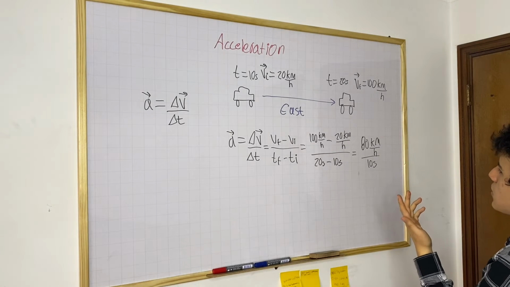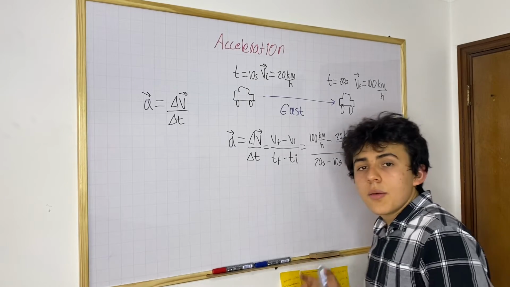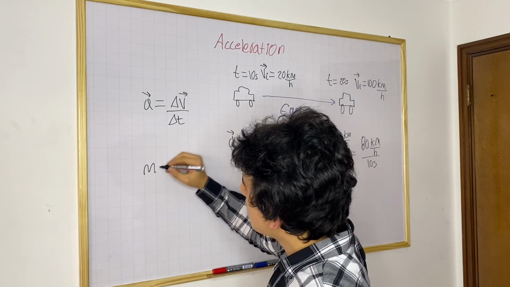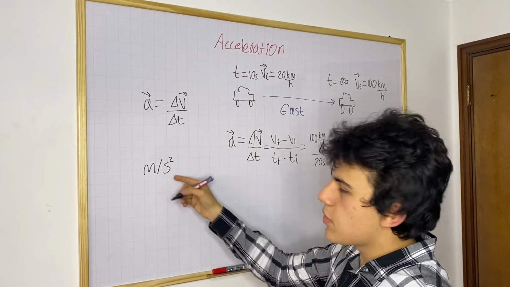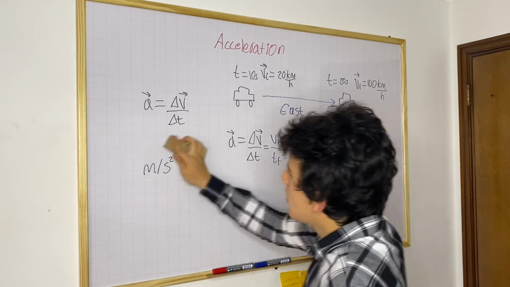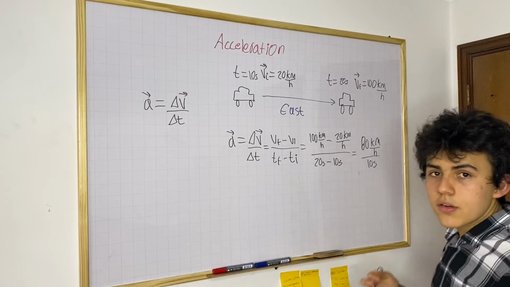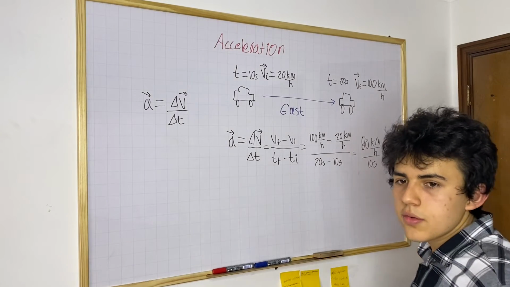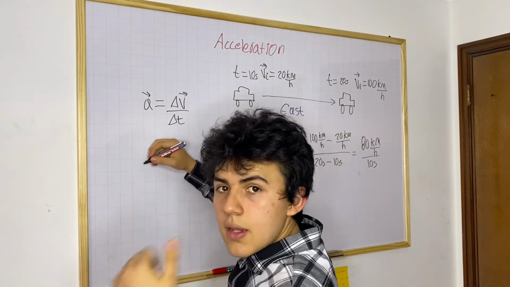But if we wanted to get it in meters per second, we would get a common notation that you may have seen, which is meters per second squared. Okay, now I'm going to show you how we get there. So first of all, we need to transform 80 kilometers per hour into meters per second. We do what we did last time.